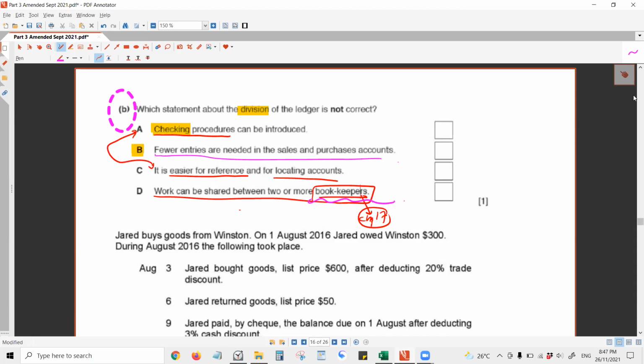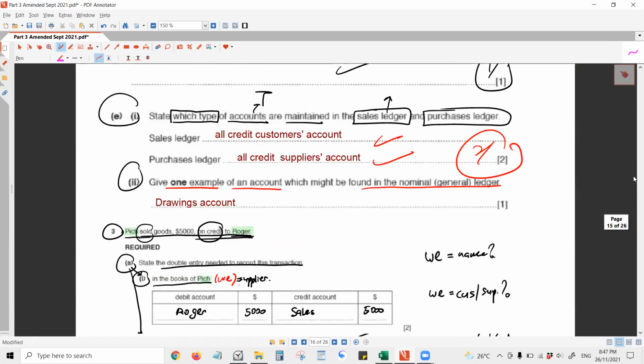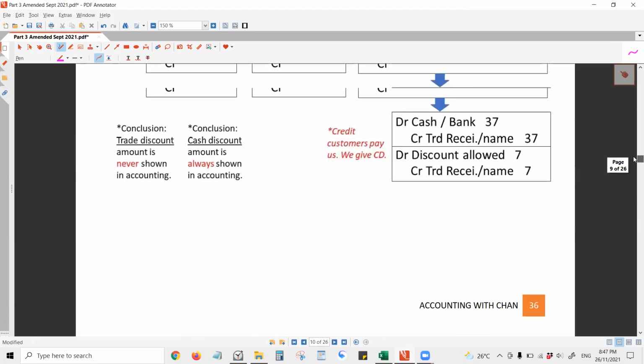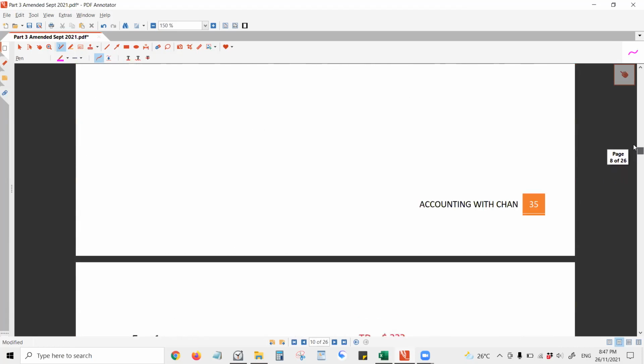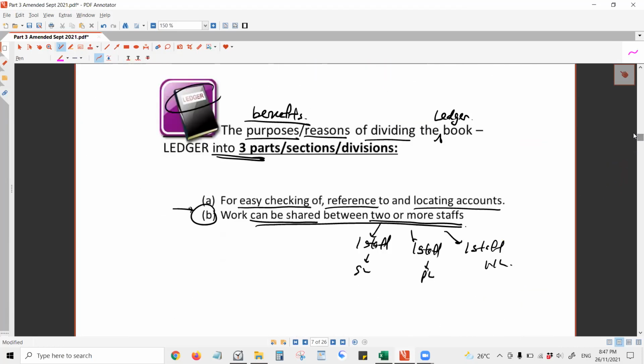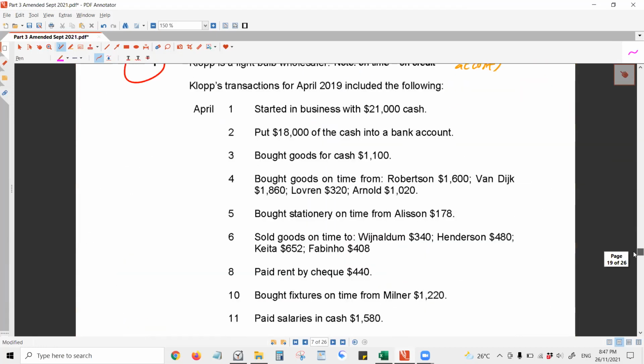So for such an MCQ question, make sure you read everything. Read A, B, C, and D. Read everything. And then you can see, if you see my notes, you have the word checking here. Doing reference, finding accounts. Can share the work. All are here. And now let's see the next question.